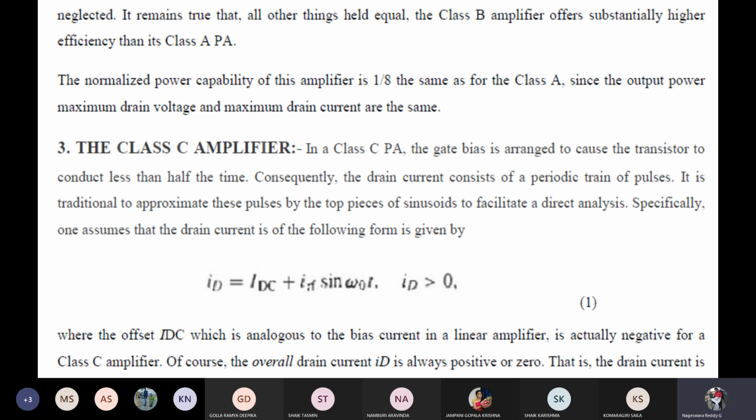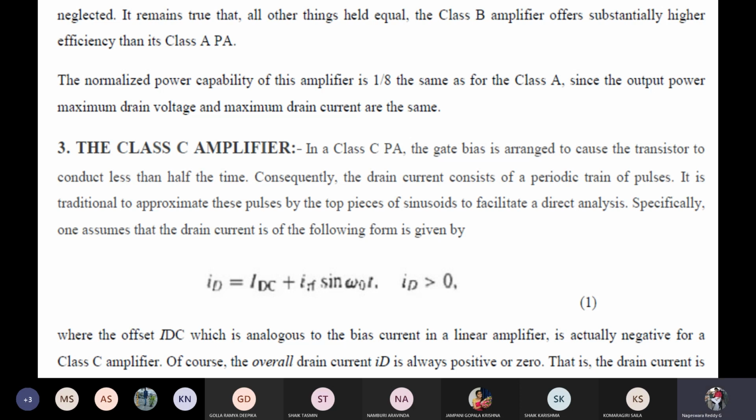So what are the applications of class C power amplifier? It is used in RF power applications. Next we can calculate the efficiency of the class C amplifier. So what is the drain current of the class C amplifier? That is equation 1. ID is equal to IDC plus IRF sin omega naught T. So that is the ID.